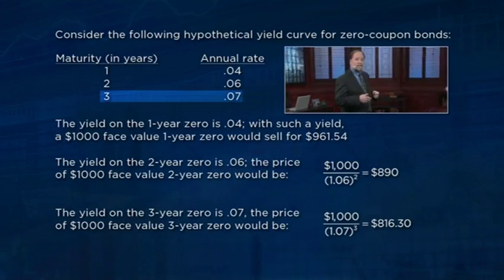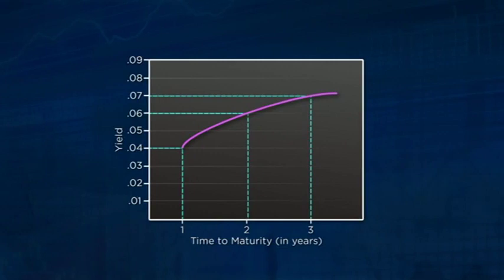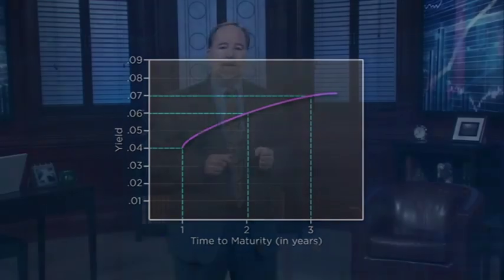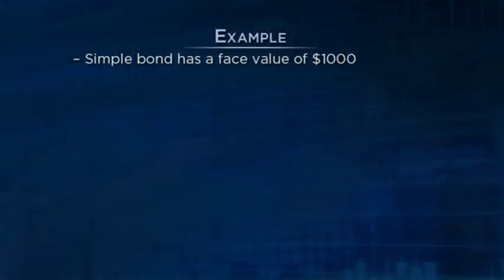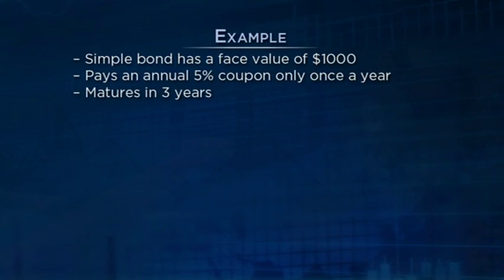Since the 3-year yield is bigger than the 2-year yield, which is also bigger than the 1-year yield, this yield curve has the typical upward slope. Next, let's consider how you might use the yields for zero coupon bonds to price non-zero coupon bonds. Recall, by value additivity, the present value of a stream of payments, say the coupons and the face value of a coupon-paying bond, is simply the sum of the present values of each of the separate parts of that stream. So let's consider a simple bond that has a face value of $1,000 and pays an annual 5% coupon only once a year that matures in 3 years.